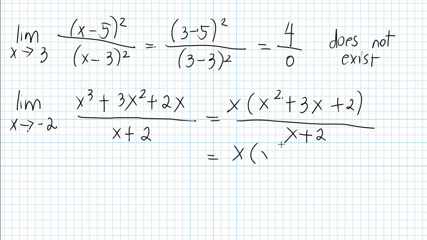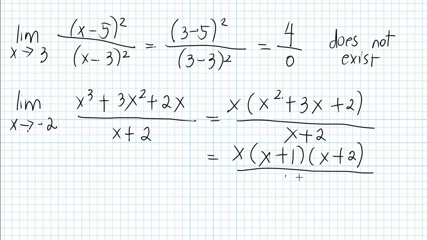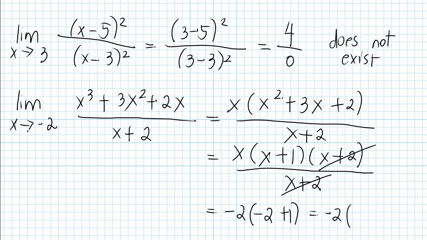If we factor the numerator, we get x, x plus 1, and x plus 2 as its factors, and the denominator is x plus 2. Here we can cancel x plus 2 and we are left with x times x plus 1 as the limit. We just plug in negative 2 here, so that will be negative 2 times negative 1, and that gives us 2. So the limit of this function as x approaches negative 2 is 2.